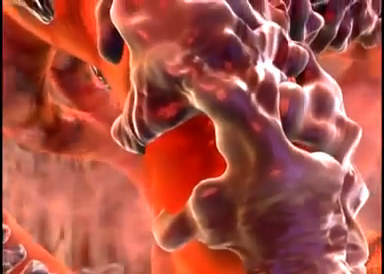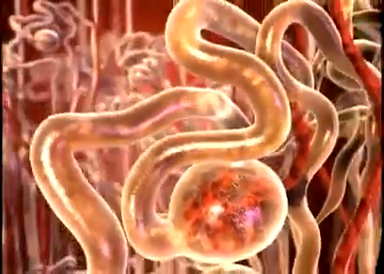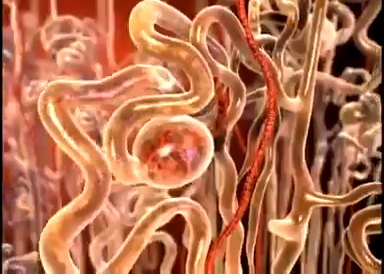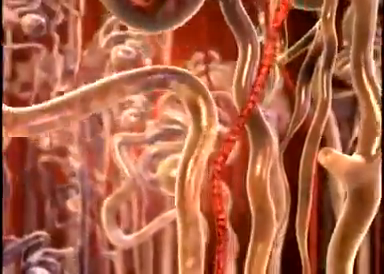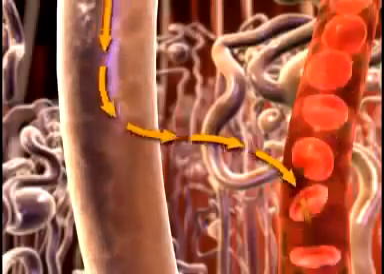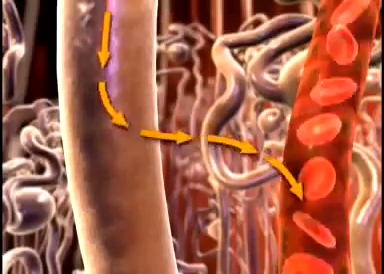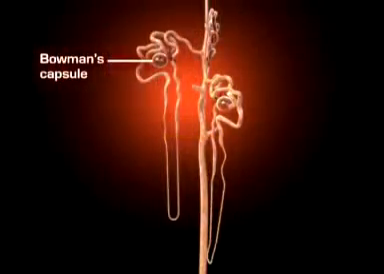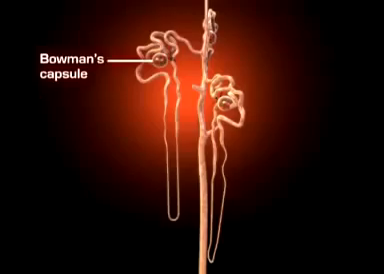The filtrate then diffuses across Bowman's space and into the tubule system of the nephron. In the tubules, some substances are added to the filtrate as part of the urine formation, and some substances are reabsorbed out of the filtrate and back into the blood. The nephron tubule is divided into 4 segments. The filtrate passes through each of these segments before reaching the ureter.